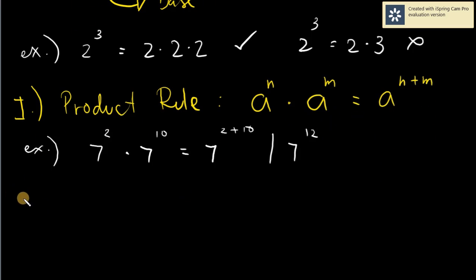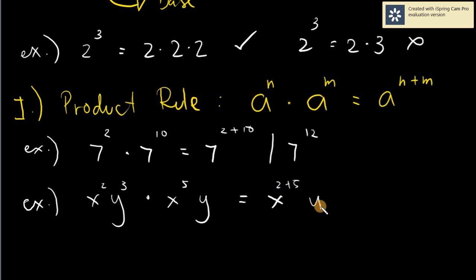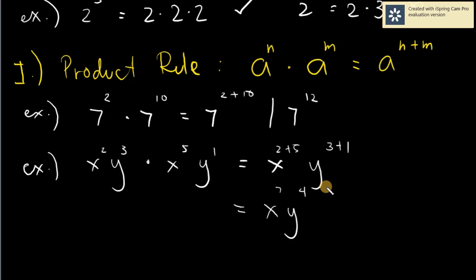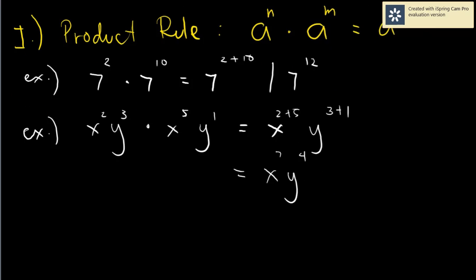In any case that you experience this one, even if there are multiple terms and it is still under multiplication, just simply do the product rule: copy the base and add the exponent. If there is no exponent, by default it is 1. So you will have simply x raised to 7 and y raised to 4. And that would be the product rule. It's quite easy lang naman.